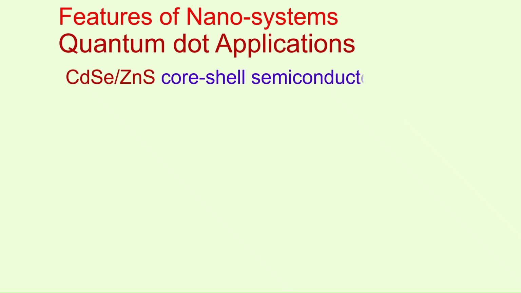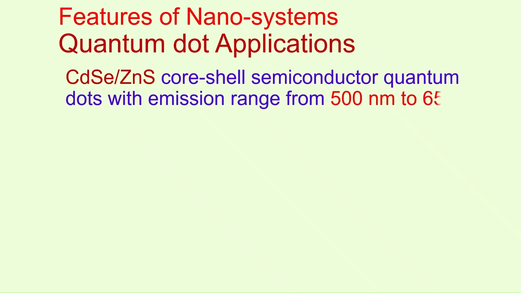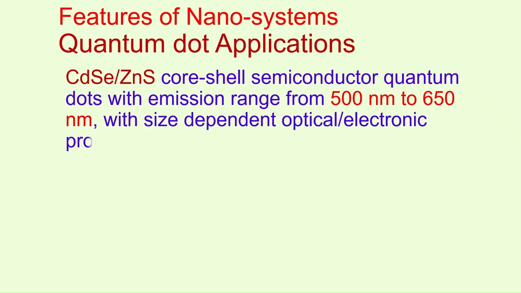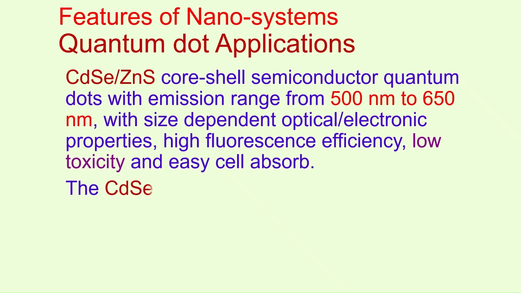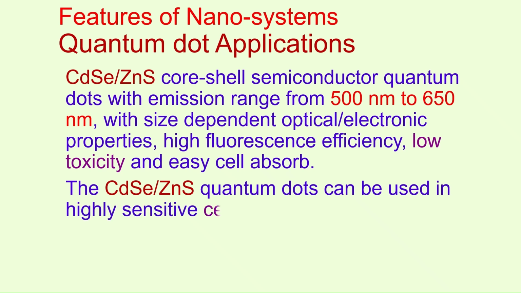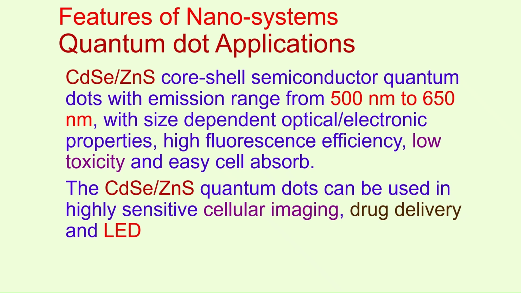Cadmium sulfide and zinc sulfide. CdS/ZnS core shell semiconductor quantum dots have an emission range from 500 nanometers to 650 nanometers, with size-dependent optical or electronic properties, high fluorescence efficiency, low toxicity and easy cell absorption. The CdS/ZnS quantum dots can be used in highly sensitive cellular imaging, drug delivery and LED.